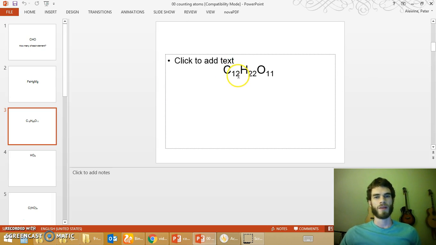This tells us that there are 12 carbons, so each number only goes with the immediately preceding element, the element that comes right before it. There are 22 hydrogens, and there are 11 oxygens. Just to make the point clear, it's not 12 hydrogens and 22 oxygens. So it's not going this way. The numbers come after the element that they're modifying. 12 carbons, 22 hydrogens, 11 oxygens.